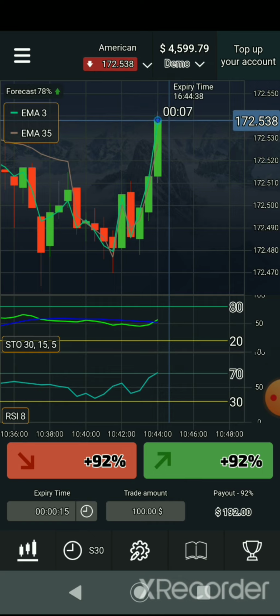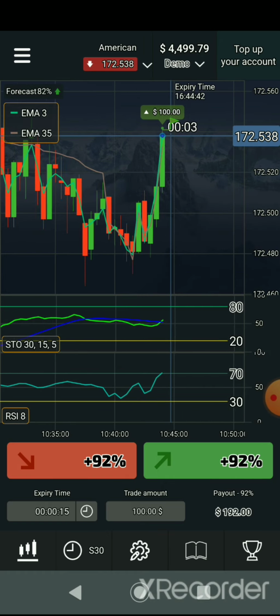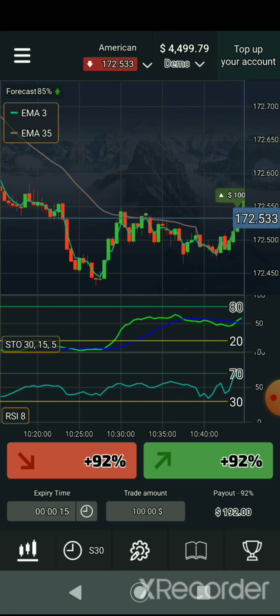So this is a crossover right here. I like that. I should have waited till the candle expired. But see, you're never really supposed to be taking this, because this is kind of a downtrend. This is a downtrend market, so I really shouldn't be taking that.